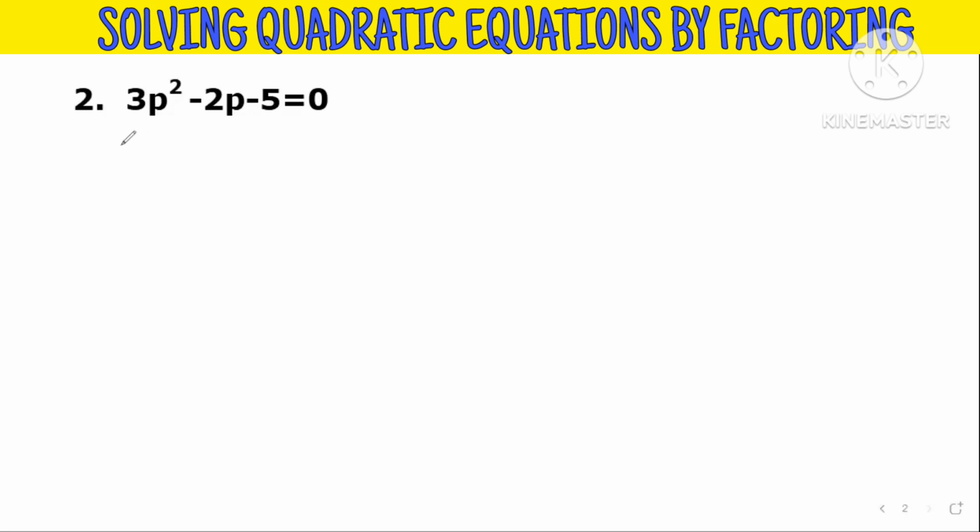So kunin natin ang A, which is 3, and C, which is 5. Now, the only factors of 3 are 3 and 1. At yung 5 ay 5 and 1 lang.